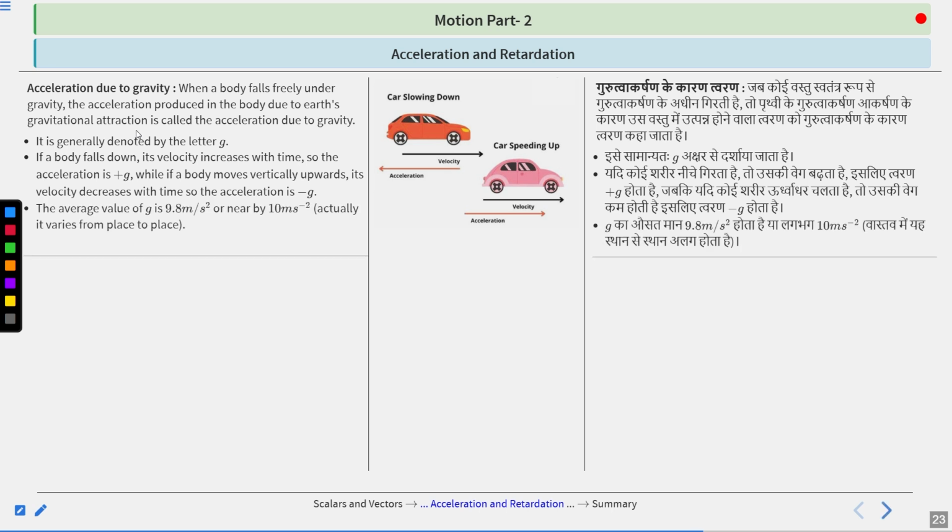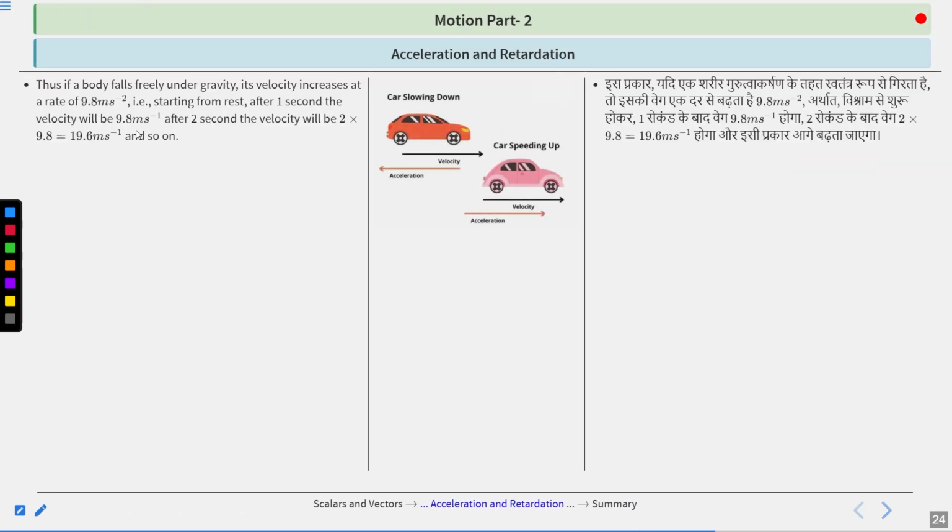The average value of g is 9.8 meters per second square, or nearby 10 meters per second square. Actually, it varies from place to place. Thus, if a body falls freely under gravity, its velocity increases at a rate of 9.8 meters per second square. Therefore, starting from rest, after 1 second, the velocity will be 9.8 meters per second. After 2 seconds, the velocity will be 2 into 9.8 equal to 19.6 meters per second, and so on.